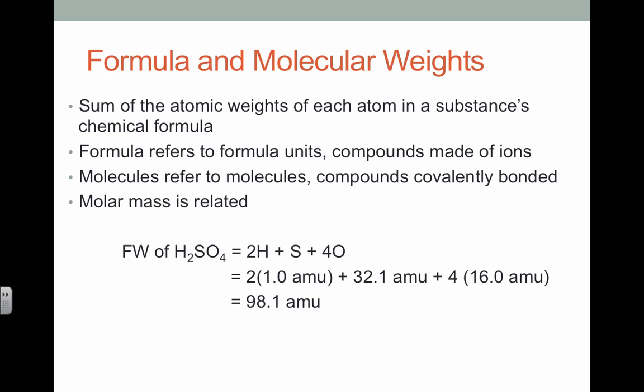We can refer to atomic weights when we're talking about molecules and formulas in terms of formula weight or molecular weight. Remember, formula refers to formula units, which we're talking about ionic compounds. And remember, ionic compounds are made up of metals and nonmetals. Molecules are referring to covalently bonded compounds, and these are made up of only nonmetals. Sometimes you might see molar mass in conjunction with formula weight or molecular weight, and they're going to end up being synonyms in terms of how they're done. What will make them a little different is the way the mass unit is treated.